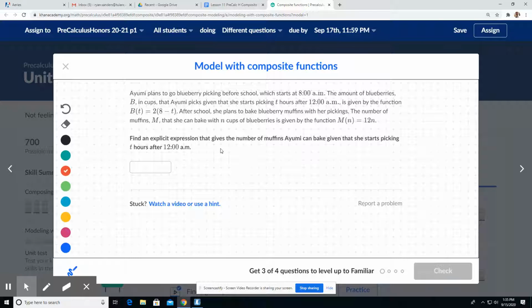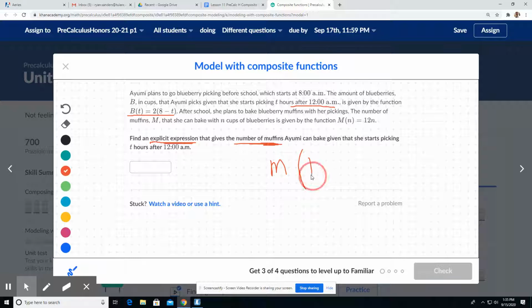Give the explicit expression. So we're looking for basically the simplified version of all this put together. Given the number of muffins, we're looking at it as a function of muffins. How many muffins come out? It gives the number of muffins, so the final function output is muffins she can bake given that she starts picking T hours after 12 a.m. After 12 a.m., she has this function right here.